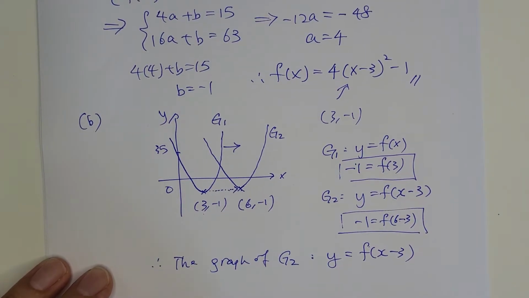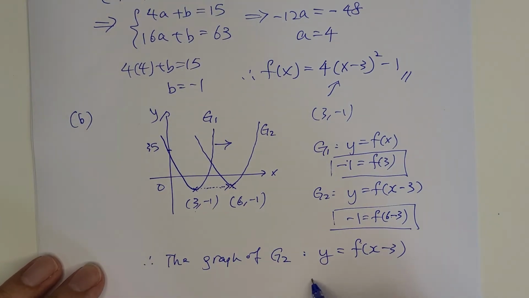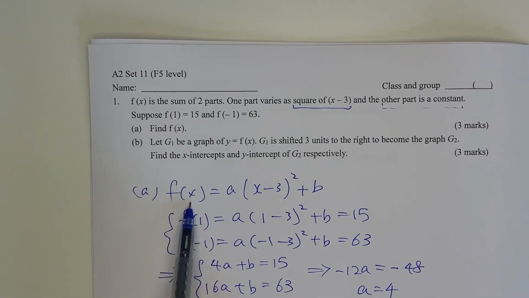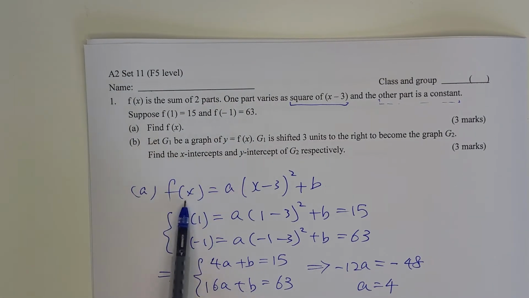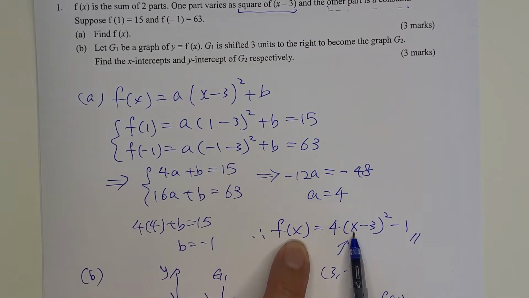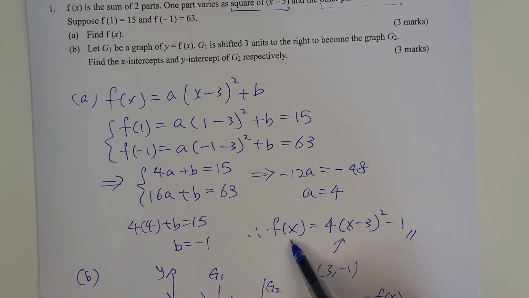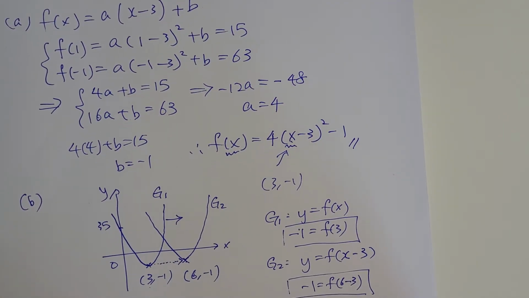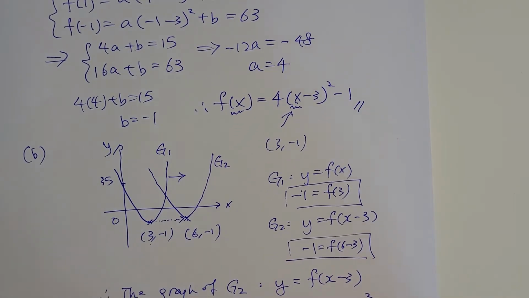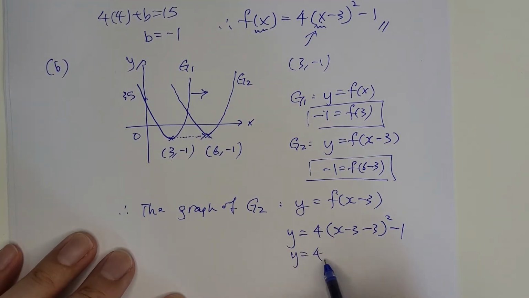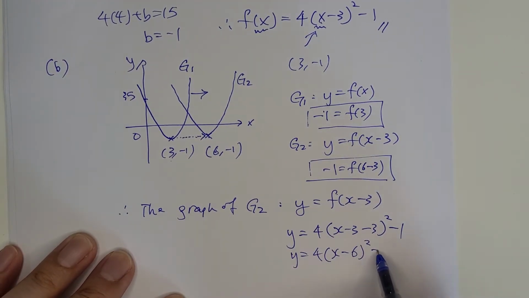And what is the meaning of x minus 3? That means for all x here, it is replaced by x minus 3 here. So you can see originally that's x. Now I want to replace this one by x minus 3. So that is x minus 3, and then use this minus 3 again, all square minus 1. So y equals 4 (x minus 6) all square minus 1.